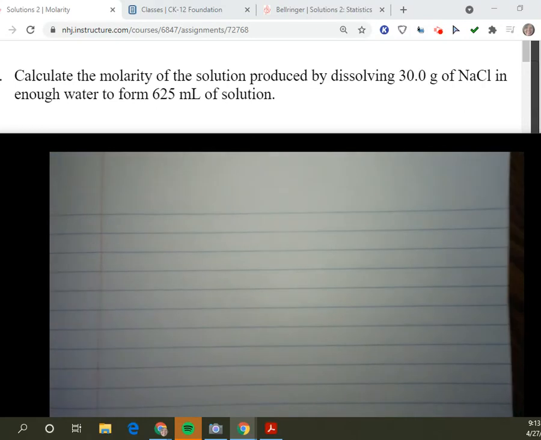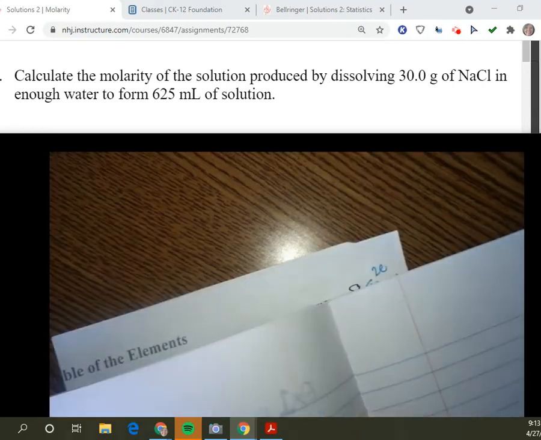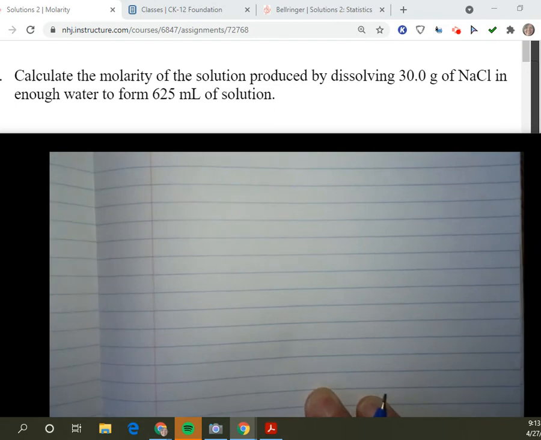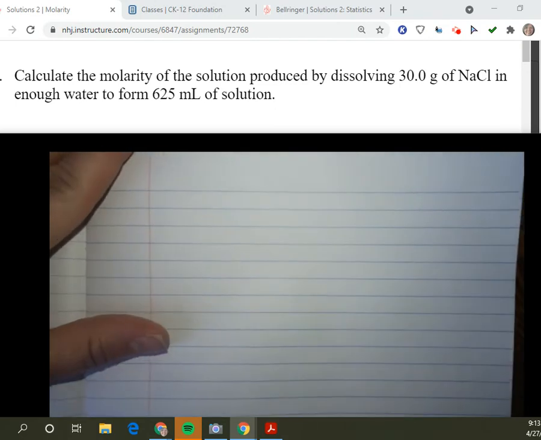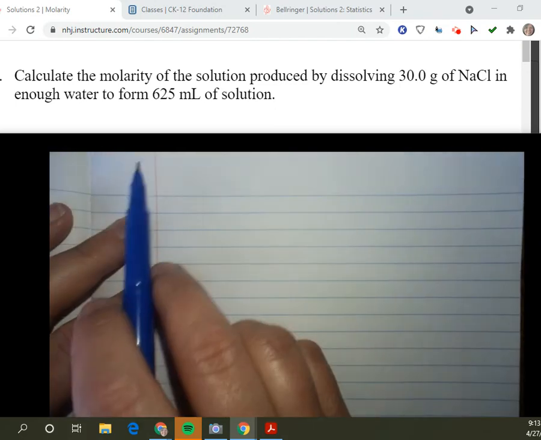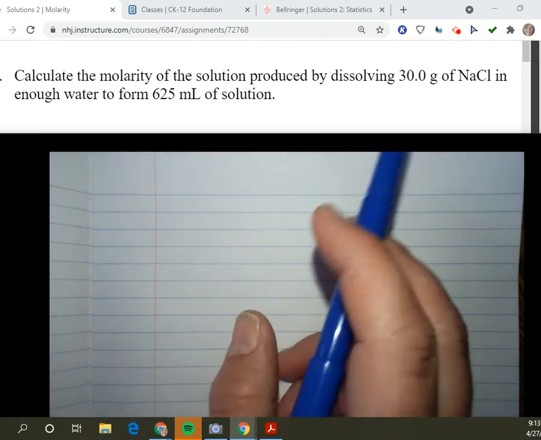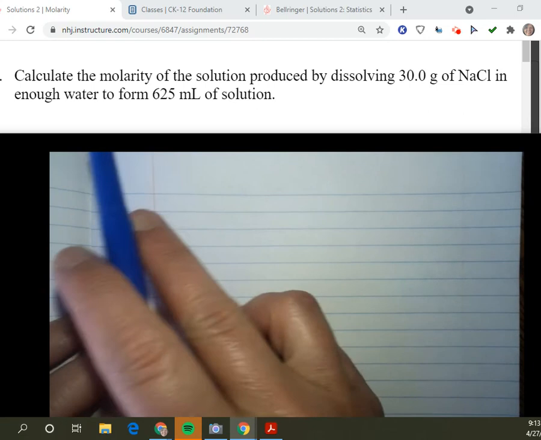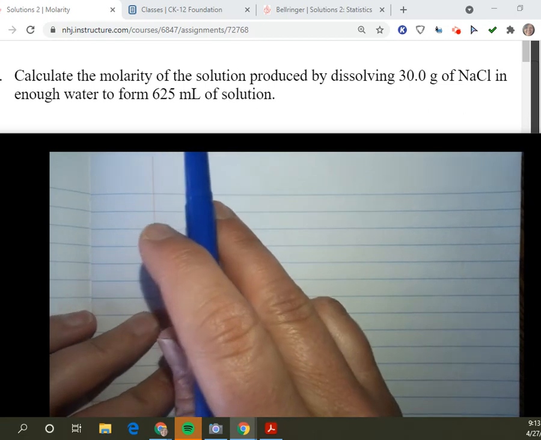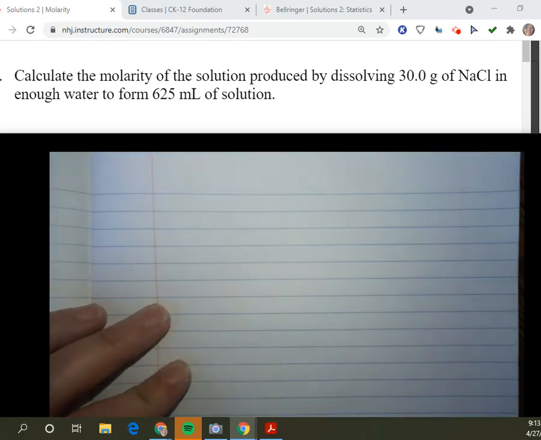All right, so we're going to do some practice problems today for molarity. Calculate the molarity of the solution produced by dissolving 30 grams of sodium chloride in enough water to form 625 milliliters of solution.